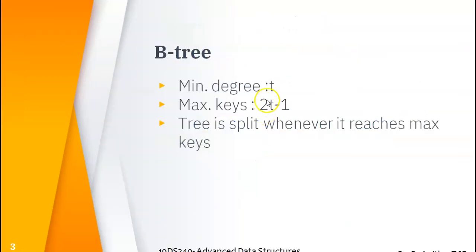There is one more thing to note. In all B trees, we have a minimum degree which is denoted by t. Then the maximum number of keys is 2t minus 1 and the minimum number of keys is t minus 1. And the tree is split whenever it reaches the maximum number of keys. So for a minimum degree of t and maximum keys of 2t minus 1, the tree would be a 2t way tree, that is m equal to 2t.